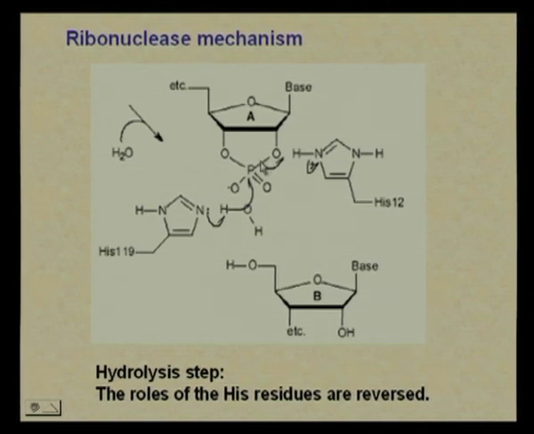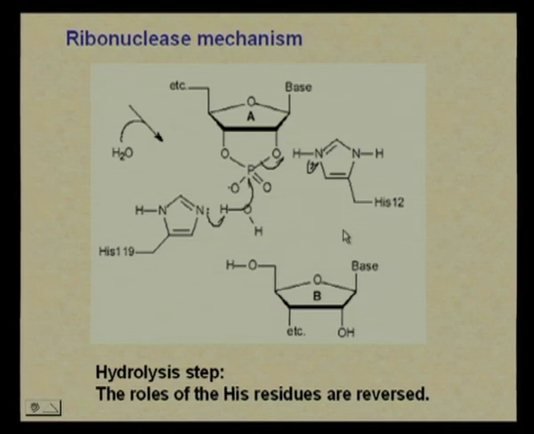This PO bond is cleaved. This O then takes up the H from histidine 12. So, histidine 12 acts as the acid providing the H. So, the roles are reversed in what is called the hydrolysis step. So, we have a cyclization step followed by a hydrolysis step. In the cyclization step, histidine 12 is the base and histidine 119 is the acid. In the hydrolysis step, the roles are reversed. Histidine 119 is the base and histidine 12 is the acid.